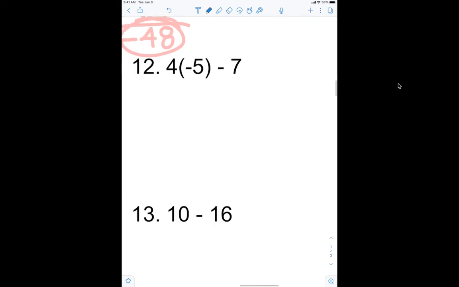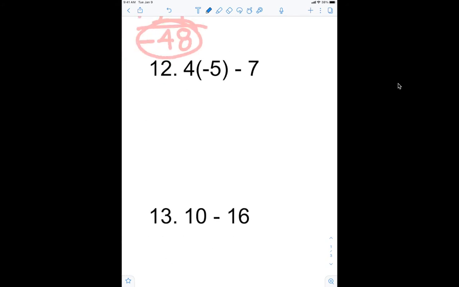Number 12. Okay, this time I've got multiplication. Remember the parentheses, there's nothing in between, so I know it's multiplication, and I've got subtraction. So multiplication is going to go first. 4 times negative 5, forget the negative, let's multiply like normal. 4 times 5 is 20. Do Dorito Man. I've got a positive 4 and a negative 5, so I'm left with a negative. So negative 20. Bring down my 7, keeping it nice and neat.